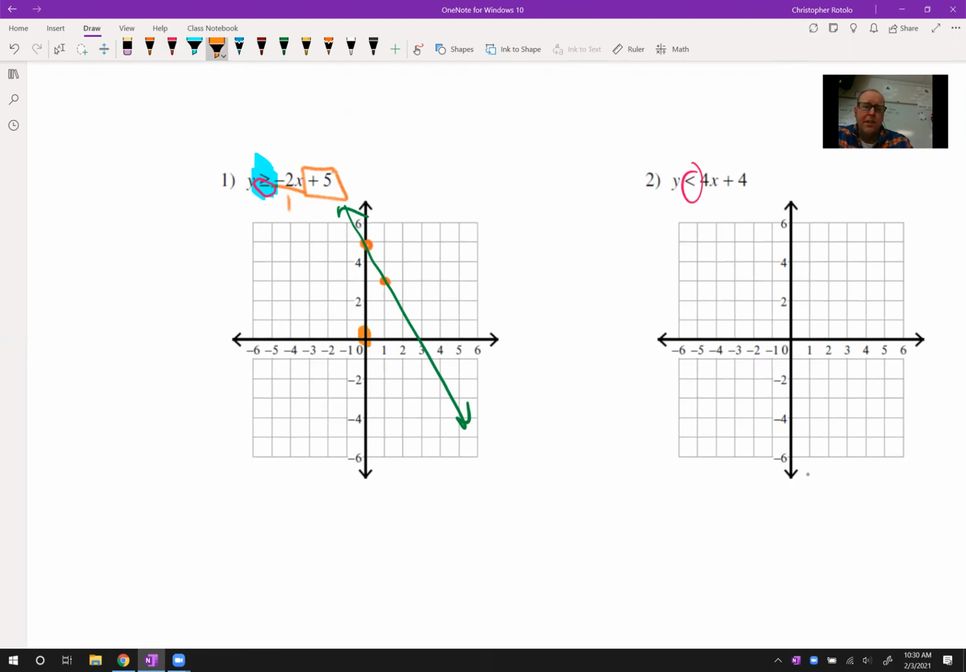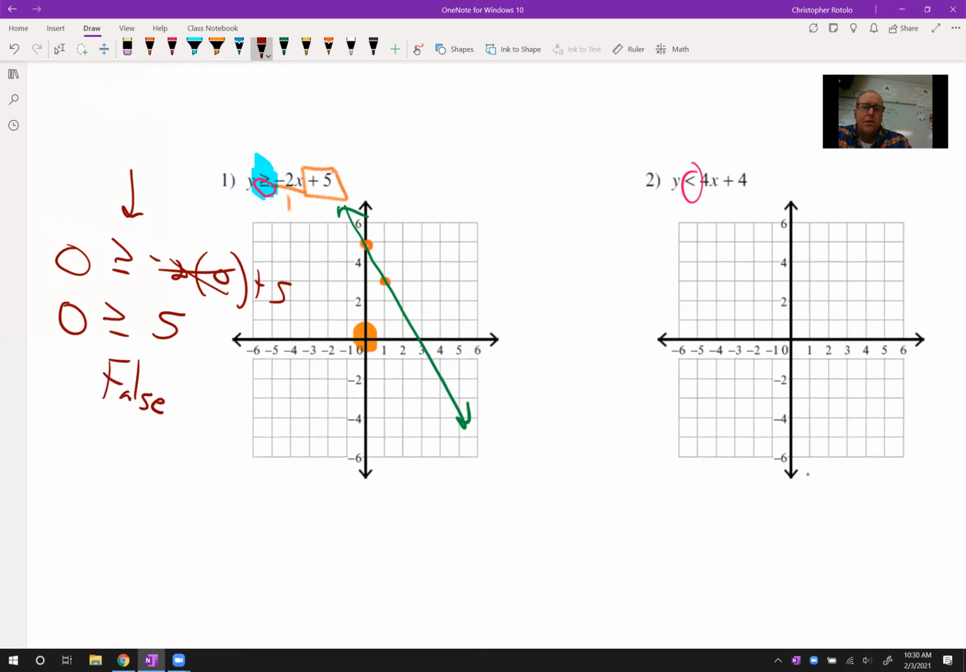The other thing we have to do is I have to test a point. So I'm going to highlight the easiest point in the whole world. It's the origin. So I'm going to plug in 0 for y and 0 for x. And I'm going to find out if this inequality is still true. So is 0 greater than 0 times negative 2 is 0. And 0 plus 5 is just 5. Is 0 greater than 5? No, that is totally false. So this point right here is false. So that means this side is false. And if this side is false, the other side must be true. So I'm going to put some shading on that side so we can see.